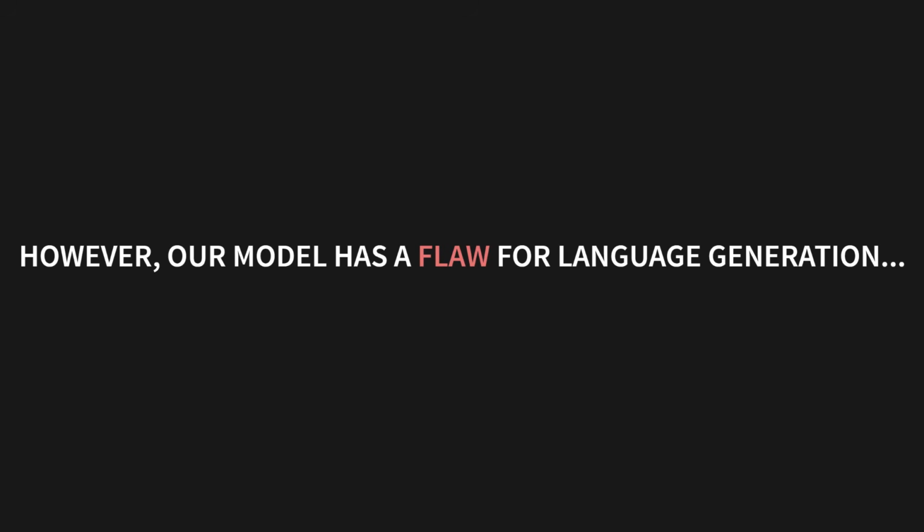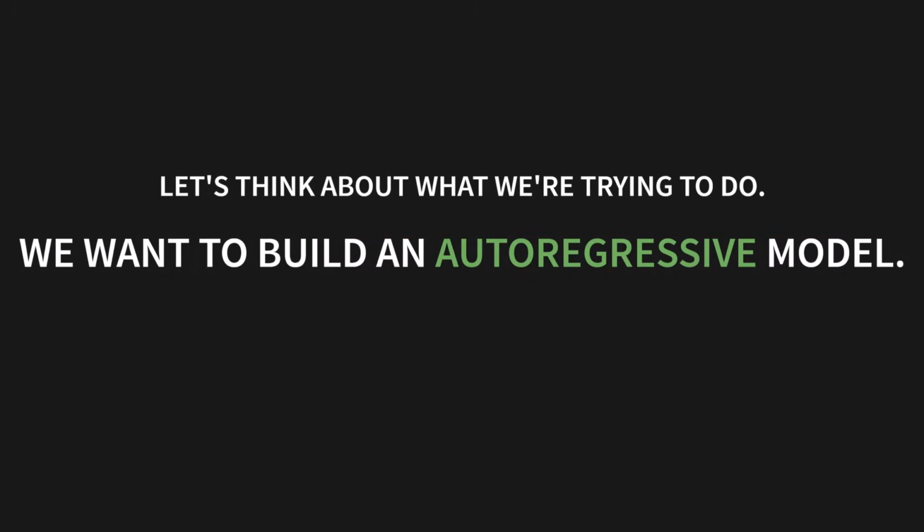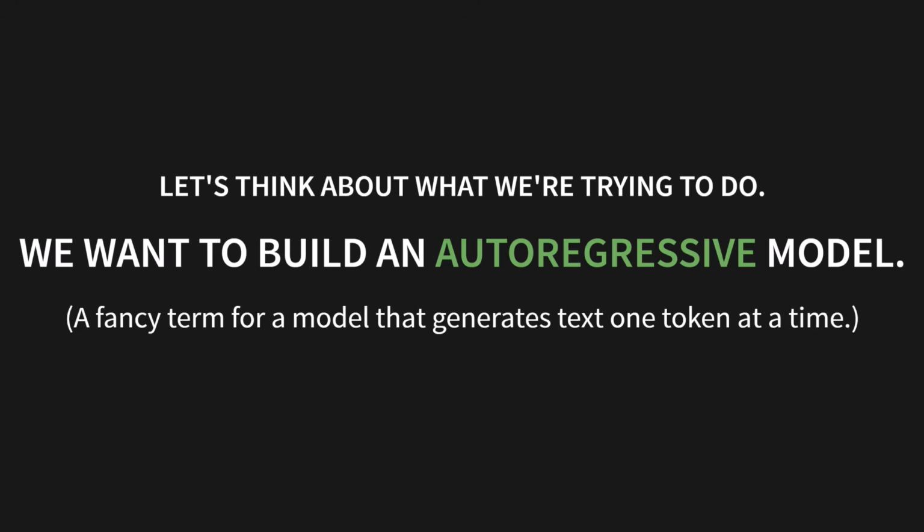For language generation, tokens can see into the future. In our current setup, the word "a" can see "crane", "ate", and "fish". When we're generating text one word at a time, that's cheating. Let's think about what we're trying to do. We want to build an autoregressive model. It's a fancy term for a model that generates text one token at a time.